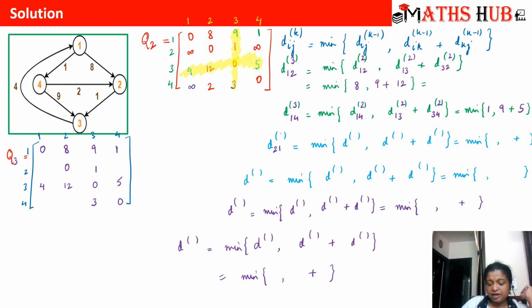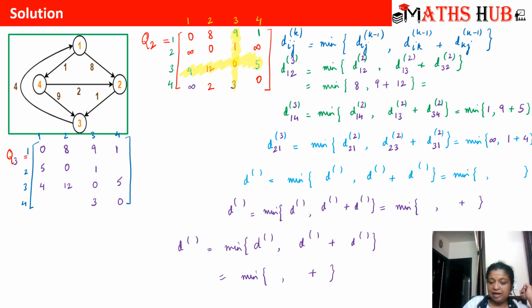How much is D21 in the new weighted matrix 3? It is D21 in the previous matrix 2, D23 in the previous matrix 2, D31 in the previous matrix 2. So how much is D21? D21 is infinity. D23 is 1 and D31 is 4. So the minimum will come out to be 5 over here, right?